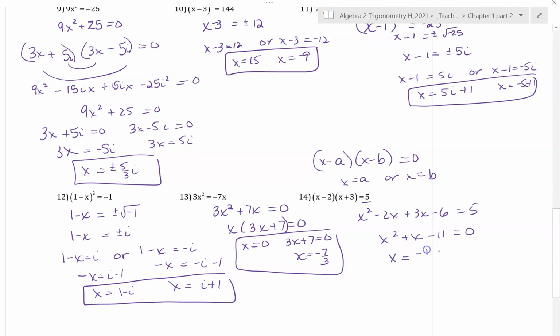So I'm going to use the quadratic formula. My a is 1, my b is 1, and my c is negative 11. All right, so go ahead and pause the video and see if you can find the final answer for number 14.